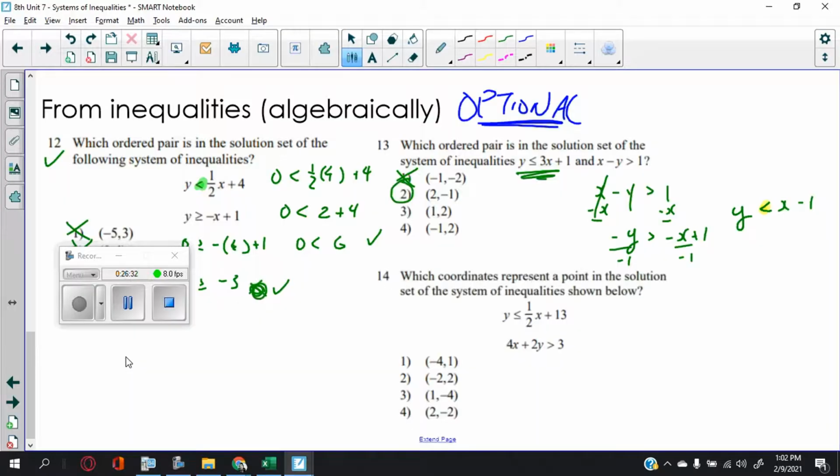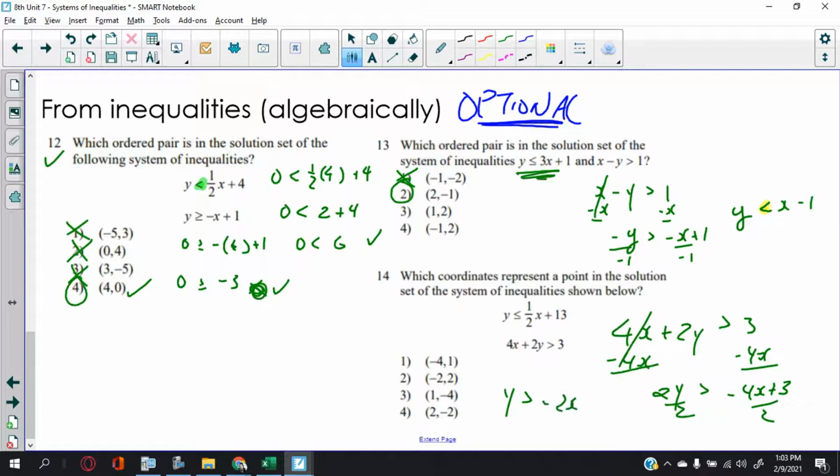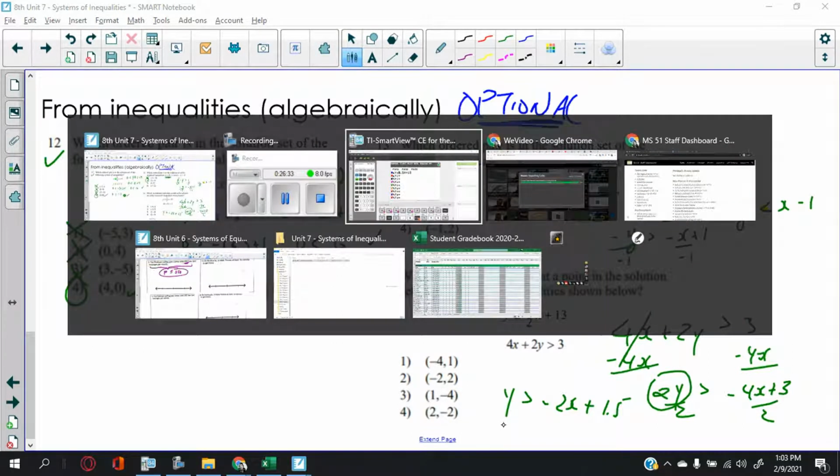Now, what about this here? Now, I gotta solve for y again. So I'm gonna subtract 4x from both sides. Cancels out. 2y is greater than negative 4x plus 3. Divide both sides by 2. Y is greater than negative 2x plus 1.5, right? Since the coefficient here is a positive number, positive 2, I don't need to switch the symbol. Still greater than. Alright, so let me put that in.